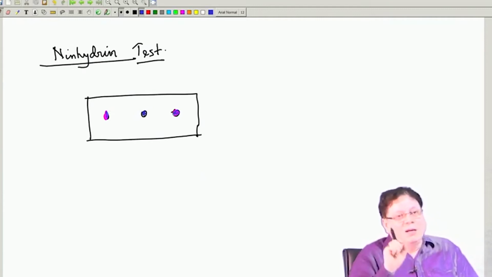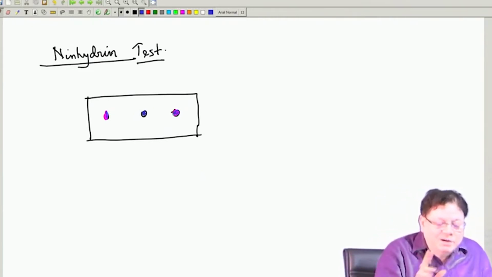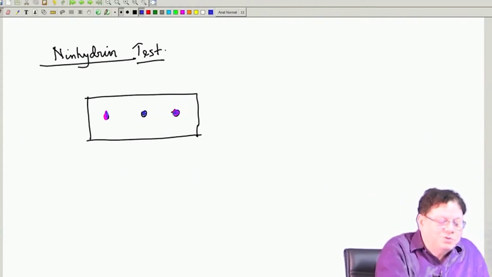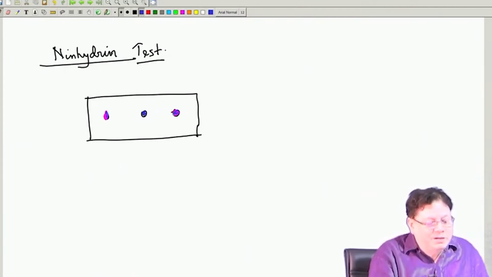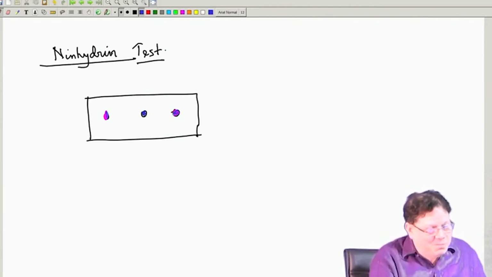So, this is the way you can visualize the amino acid. Now, there are 2 questions that come from this. First of all, if you treat this with Ninhydrin, your amino acid is lost. You separated them, but all the amino acids have reacted with Ninhydrin and you cannot recover the amino acids. That is number 1.